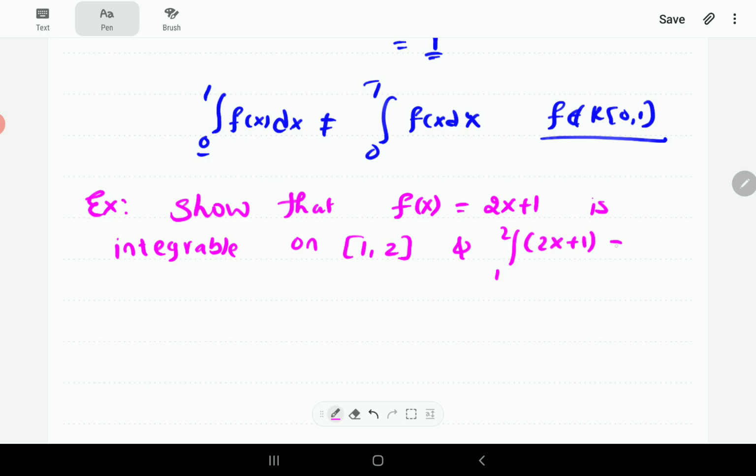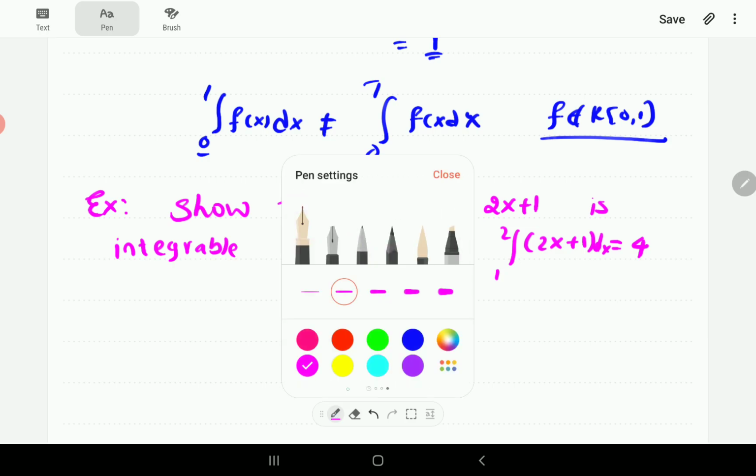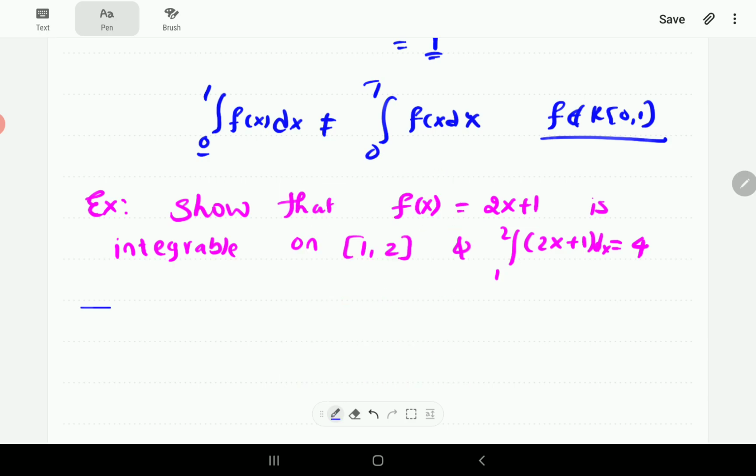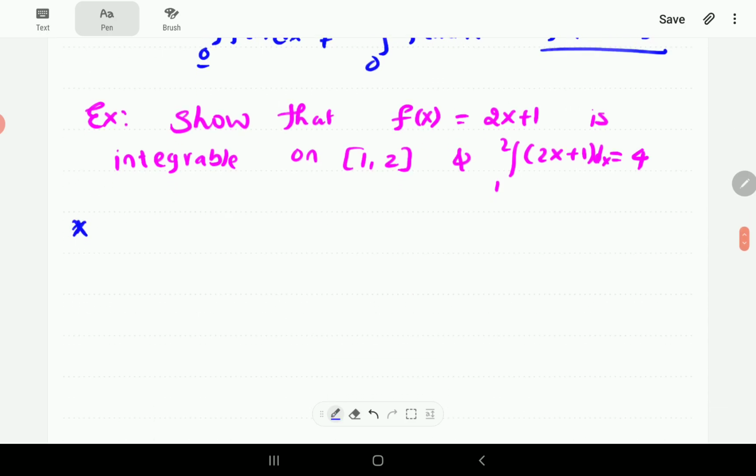2x plus 1, this is equal to 4. Okay, integral of (2x plus 1) dx from 1 to 2 is equal to 4. Let us prove this one. So to show that, consider the partition.